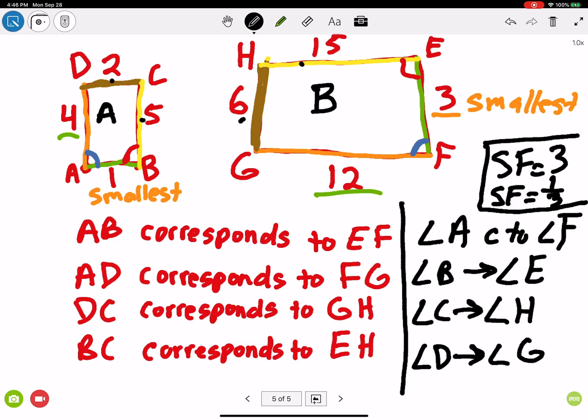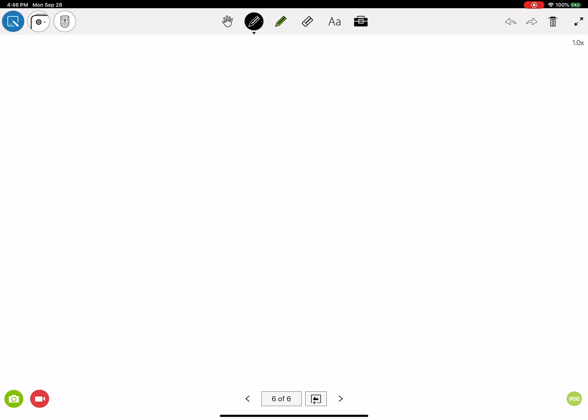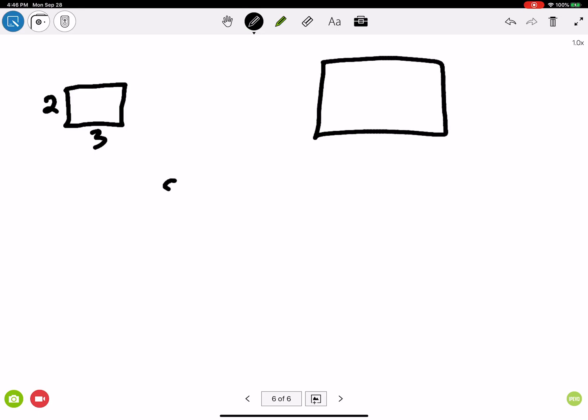What happens to my angles? Let's think about this in terms of triangles, or even in terms of a rectangle. Let's go back to 2 by 3. Let's say my scale factor going from A to B is 4. So now this is 8 and this is 12. What happens to my angles? If you say they multiply by 4, you're absolutely incorrect.